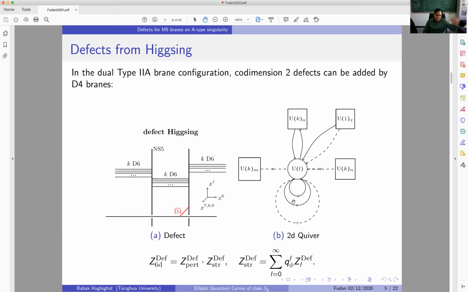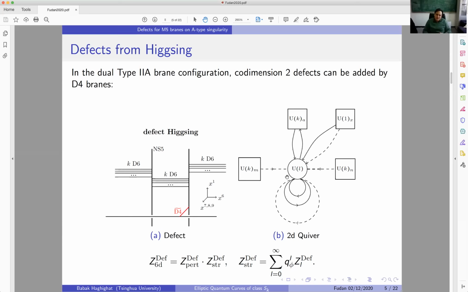And then you compute the elliptic genus of this kind of 2D theory, and you get the contribution of that string, of L strings, let's say. And then you increase L and then sum over all these to obtain the full 6D partition function. So this is the known picture.